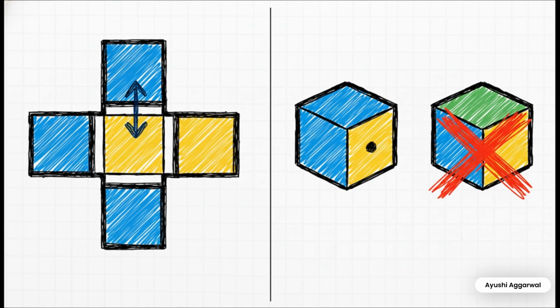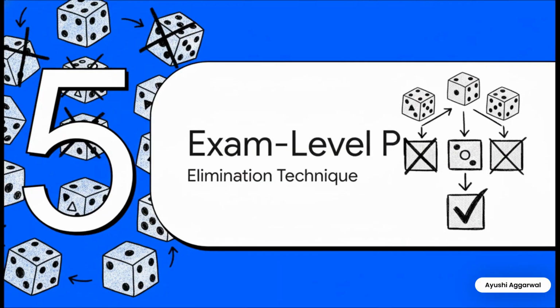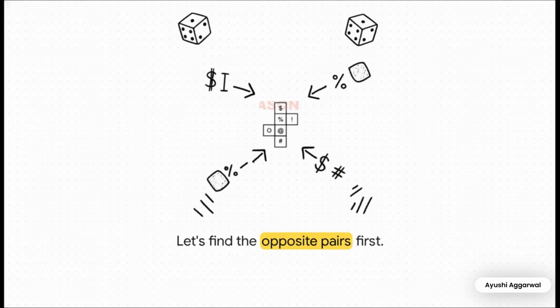And for this, you only need to remember 2 rules. That's it. Rule 1. Alternate faces, meaning the ones separated by 1 space, are always opposite. And Rule 2. Faces that are opposite can never be seen together. They can't be adjacent. Got it? Okay, time to put these rules to the test. Let's apply them to a real exam-level question using the elimination technique, which is seriously the best way to solve these. So, we're given this open dice net.